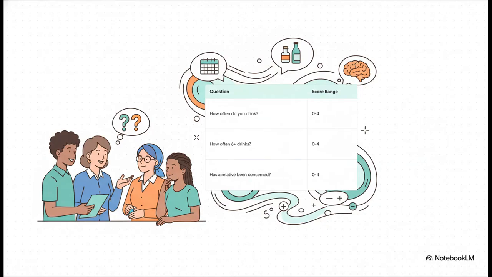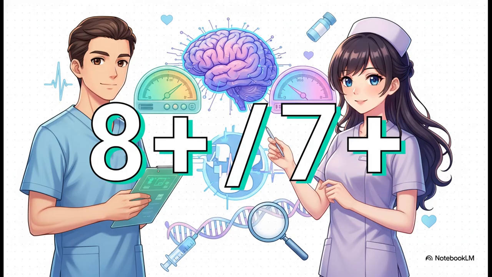A perfect example of a screening tool is the AUDIT. That's the Alcohol Use Disorders Identification Test. It's a super straightforward 10-question survey. You can see some examples here. A patient can fill it out themselves, or you can do it as an interview. It just helps you quickly figure out a patient's risk by asking about drinking frequency, how much they drink, and any consequences they've had.